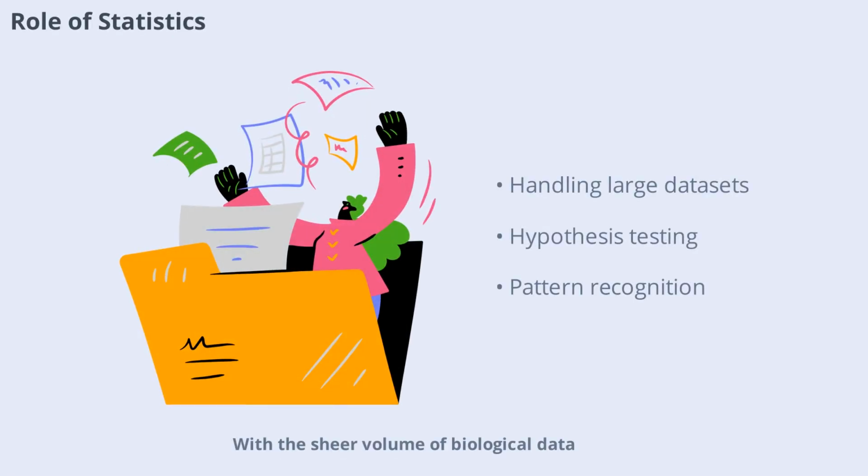Statistics is the backbone of bioinformatics. With the sheer volume of biological data, traditional analysis methods fall short. Statistical techniques allow researchers to make sense of noisy, high-dimensional datasets. They help in hypothesis testing, pattern recognition, and drawing inferences from experimental results. For example, when comparing gene expression levels across different conditions, statistical tests determine which genes are significantly different. This ensures that findings are not due to random chance but reflect true biological phenomena. As we move forward, we'll see how specific statistical methods are applied in bioinformatics research.